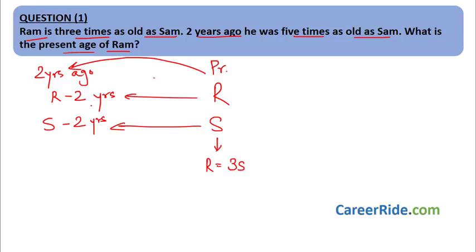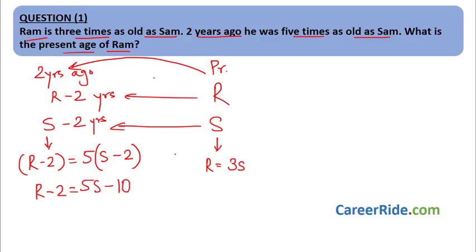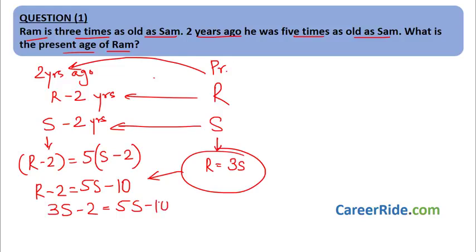What have they given? 2 years ago, Ram was 5 times as old as Sam. So R minus 2 equals 5 times S minus 2, that is, 5S minus 10. Now the value of R we know is 3S. Substitute it over here. What do we get? 3S minus 2 equals 5S minus 10. That would be minus 2 plus 10, that is 8 equals 2S. Therefore, S equals 4 years.